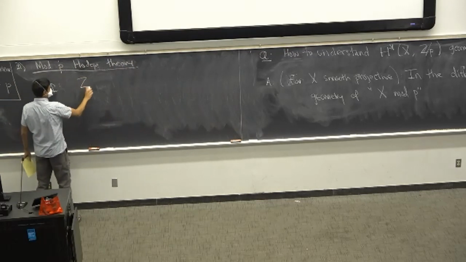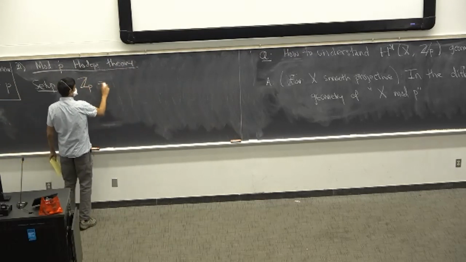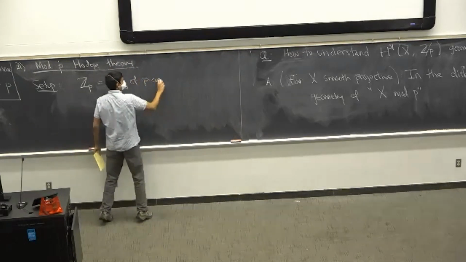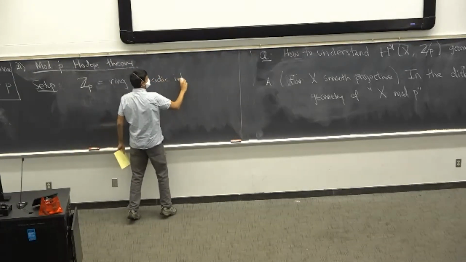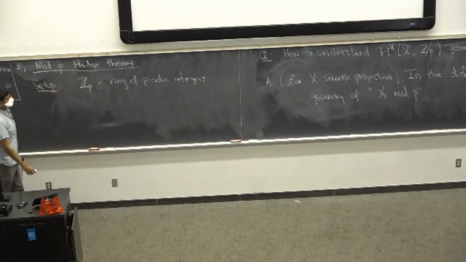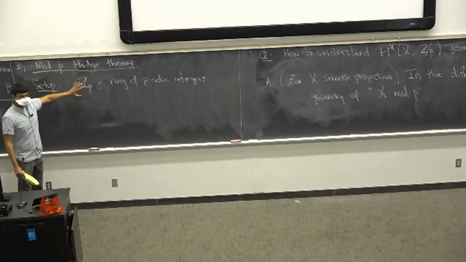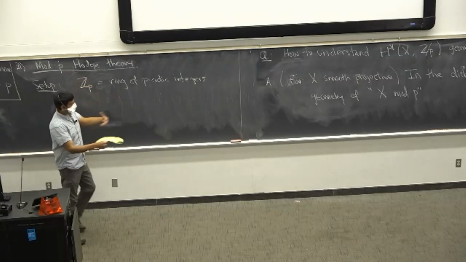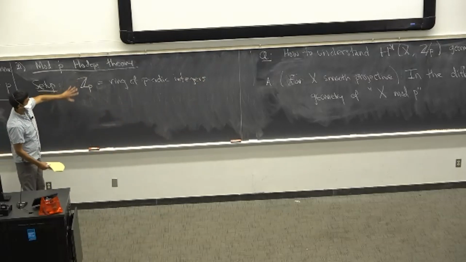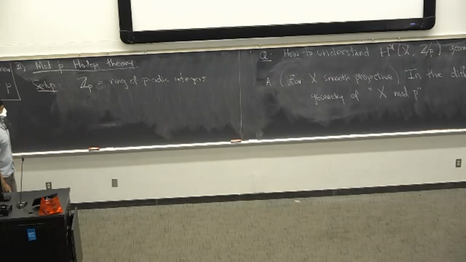ZP is going to be the notation for the ring of P-adic integers. And if you're not familiar with this or don't remember what it was anymore, feel free to just pretend this is the integers. The fact that it's ZP is just some technical improvement to this. What I'm saying is already interesting when this is just the ring of integers itself.